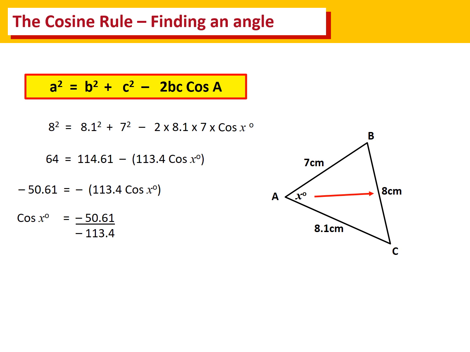Remember now we're trying to find X, which is an angle, so we press the shift cosine button. So we work out negative 50.61 divided by negative 113.4. And notice here, the two negatives cancel each other out, which is why I've not included them down here. And then shift cosine, and we should get 63.493, which we're going to round off to one decimal place, 63.5 degrees.